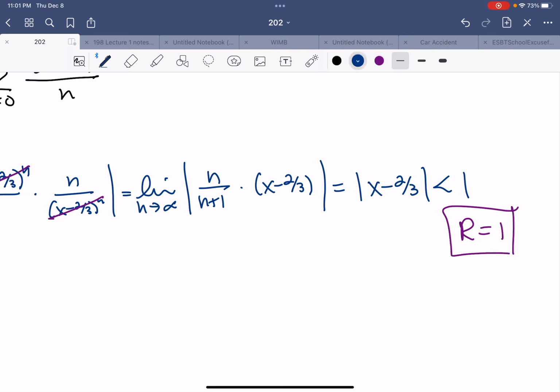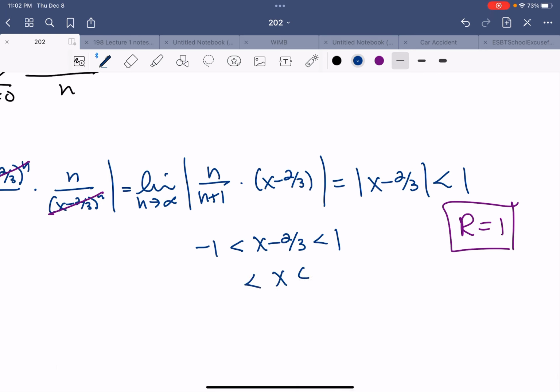And to create my interval, I want to take the x minus 2/3, and I want to make it less than 1 and greater than negative 1. And then I'm going to add the 2/3 to each of the 3 pieces. So if I add 2/3, my middle becomes just x. This one will become 5/3. And this one will become negative 1/3.